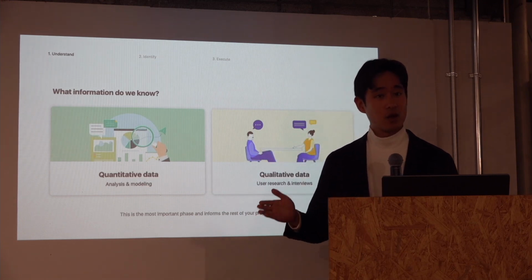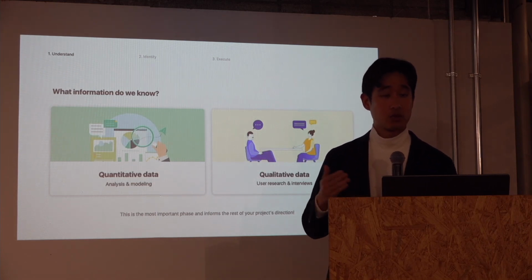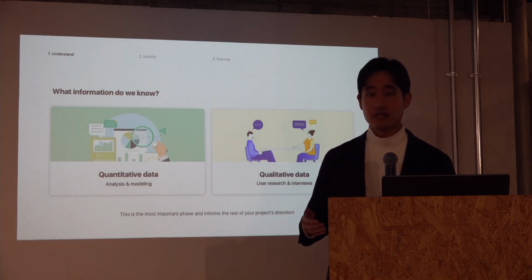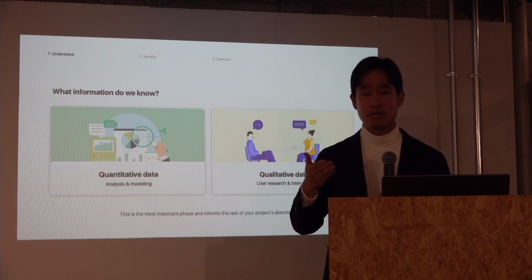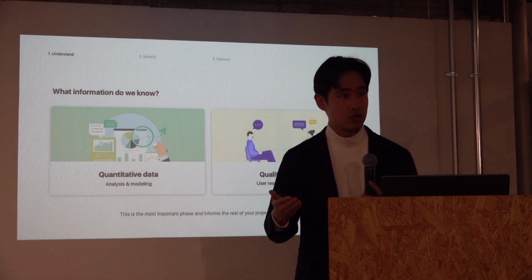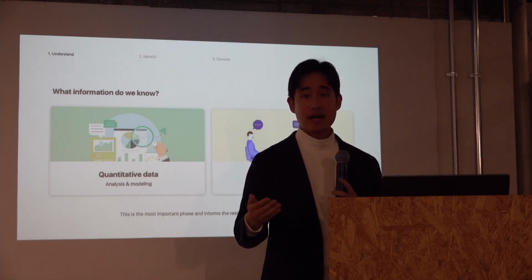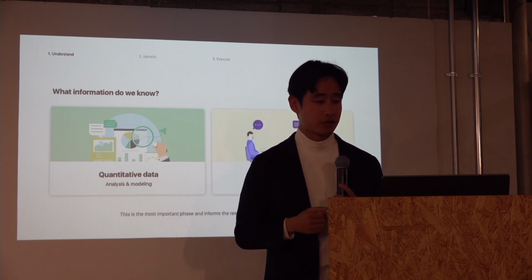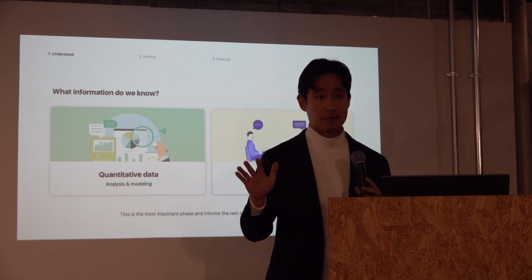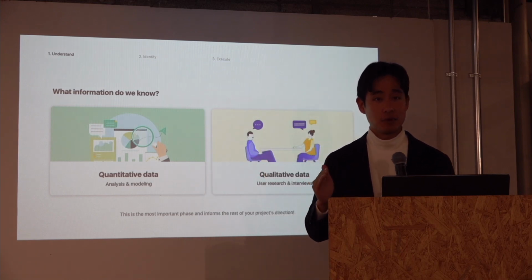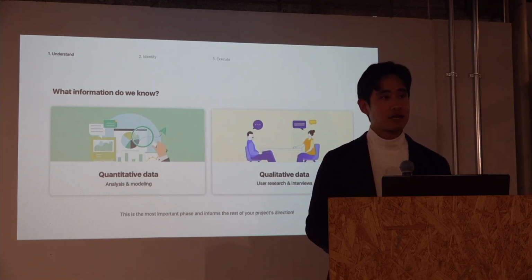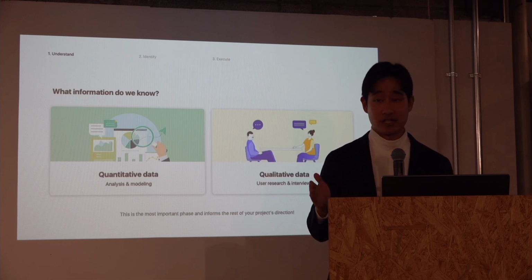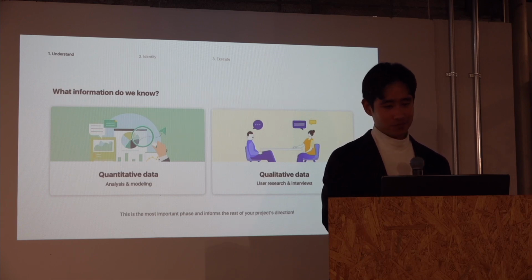Where on the other hand, qualitative data is based off of user research and interviews. So this involves if you have a forum that people discuss your app on, if you have a Discord, asking friends and family for feedback, bug reports, basically anything that is non-numerically related. So this is the first step, understanding the problem, and it is the most important step in this whole process because it drives the direction of your entire project.